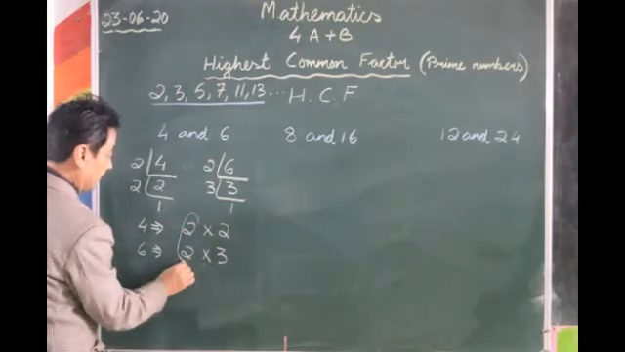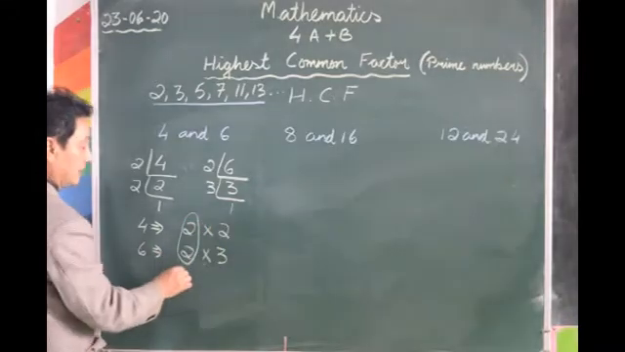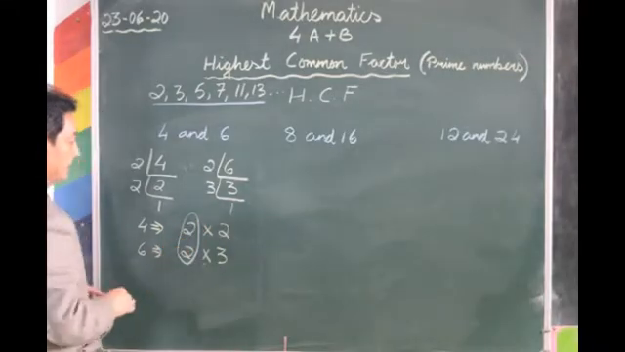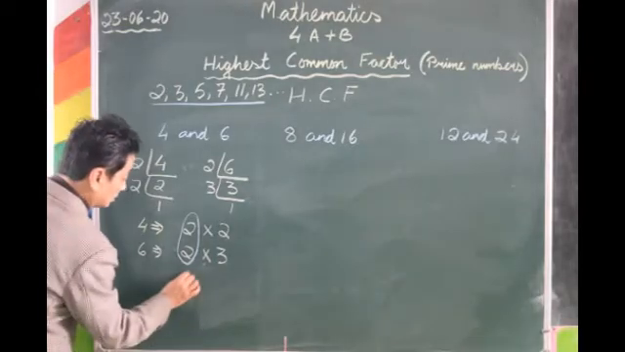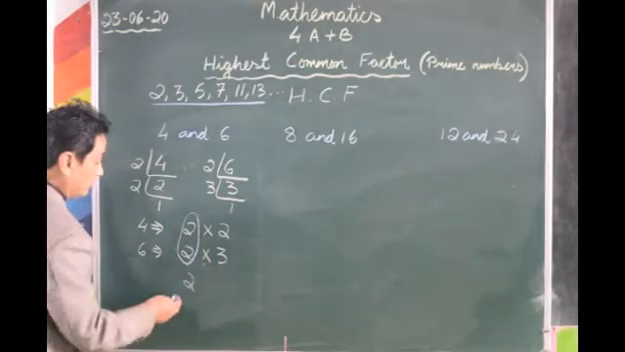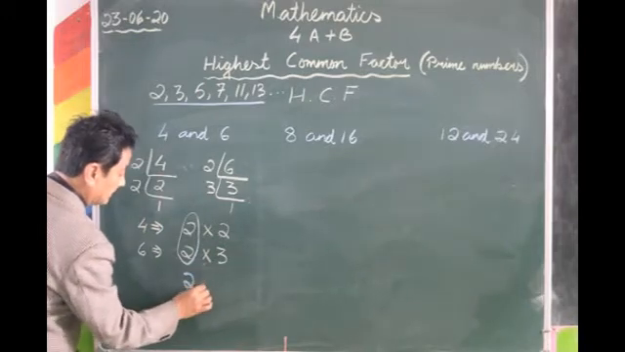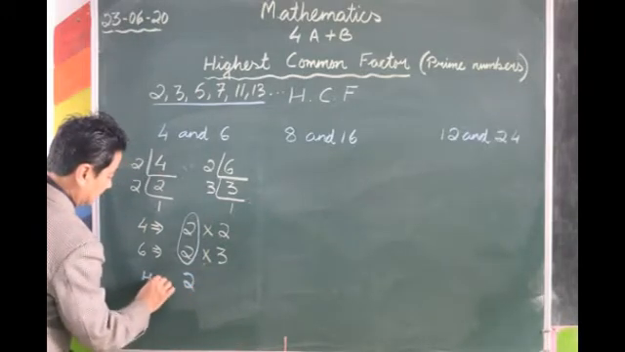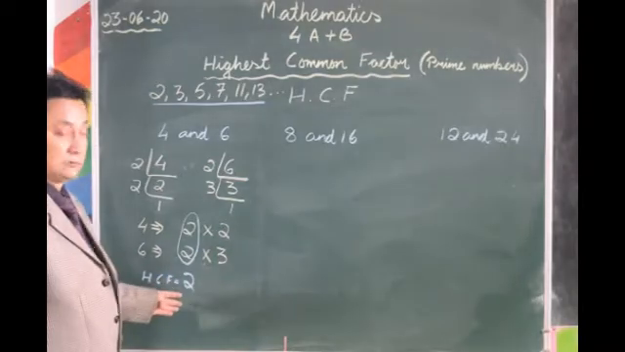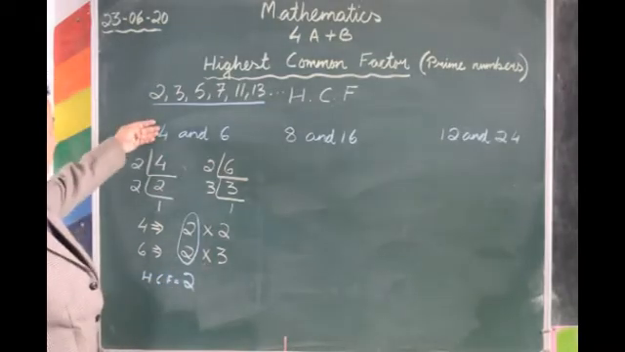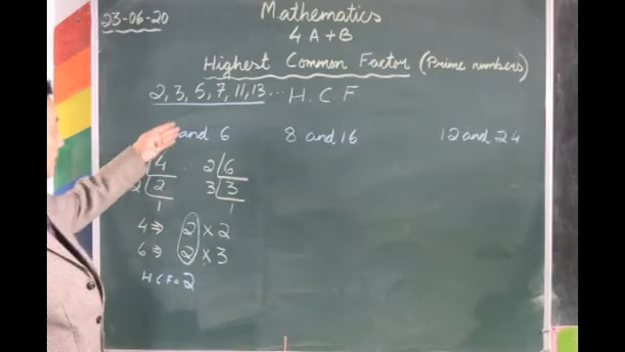Only one pair. If you see a 2 here, don't try to put 2 on top and 1 at the bottom. It should be 1 and 1. Now here we have only one common number, 2. So when there is only one common number, 2 is the HCF. HCF equals 2.